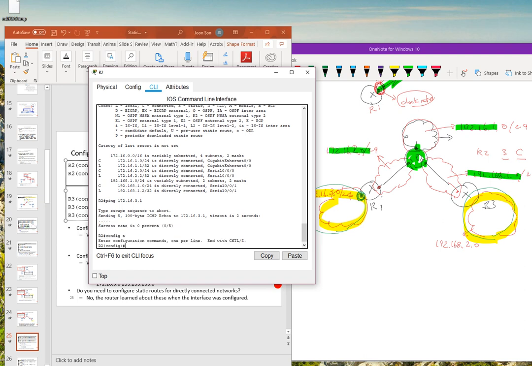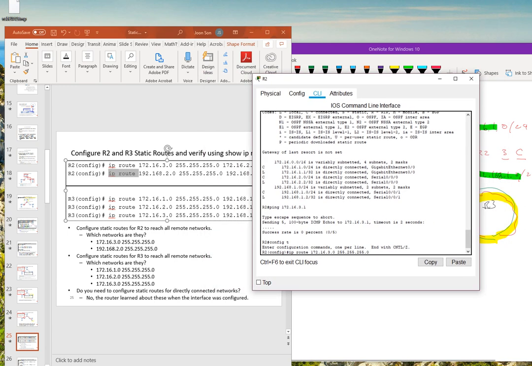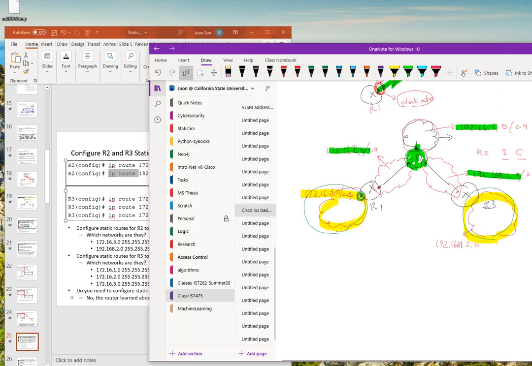So config t, and in the configuration mode, type ip route 172.16.3.0, and then the subnet mask information, and then finally the next hop IP address: 172.16.2.1. Basically, this is the next hop IP address. So now you are in R2, and the next hop IP address is this one.